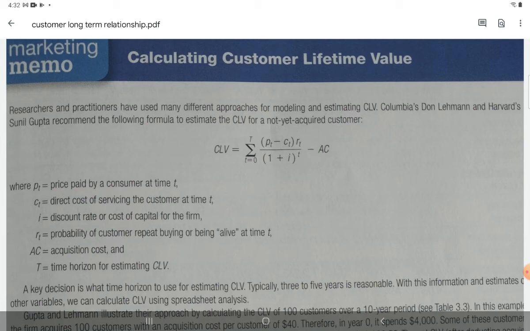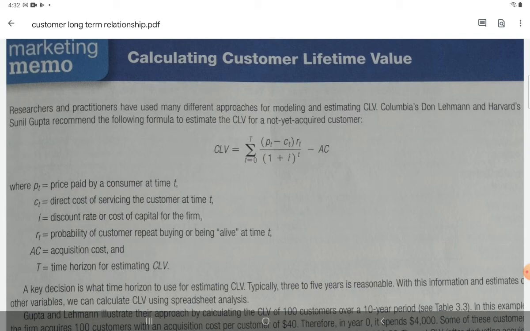And as is mentioned in the beginning, researchers and practitioners have approached CLV, or customer lifetime value, calculation in many ways, but here what is recommended to an MBA student who is in the initial period of his program is the use of this formula, which is a very basic one, and it has been given by Columbia's Don Lehmann and Harvard's Sunil Gupta.